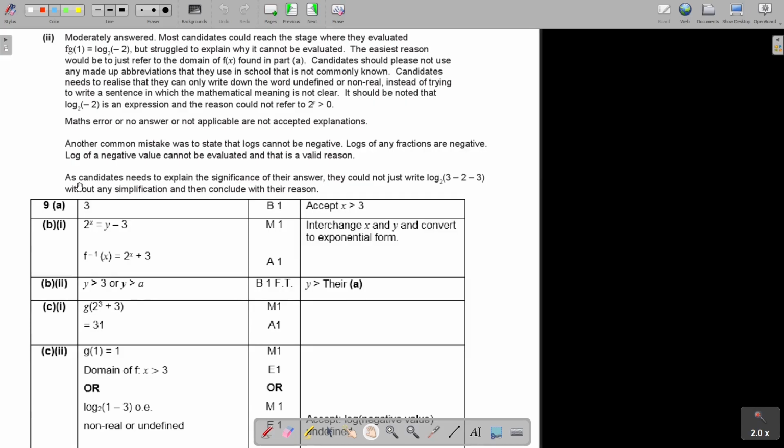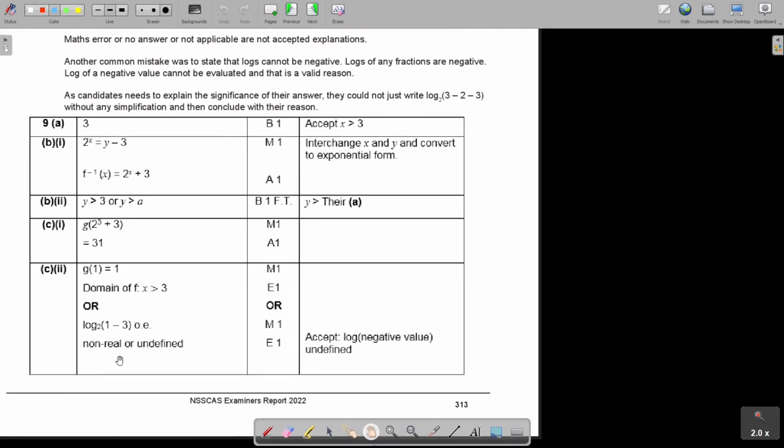after you pressed log, say log of a fraction maybe. Okay, so I just want to test a log of a fraction, just for interest, log 0.5. Yes, log 0.5 gives a negative answer. But as I said, you cannot get log of a negative value. So candidates need to explain the significance of their answer. They could not just write this without any simplification, and they concluded with their reason. Okay. So there they gave you all the answers and the way we arrive at the answers.